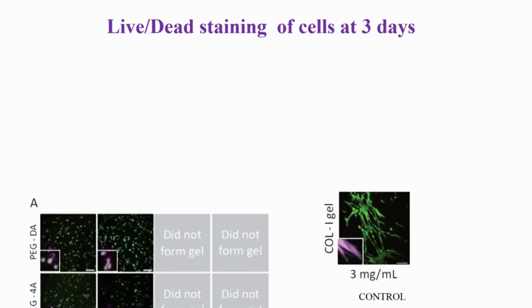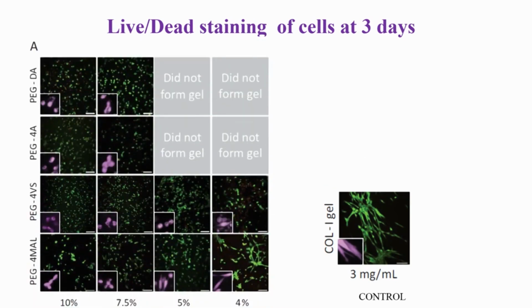And so, then they went ahead and encapsulated some cells for 3 days, and here is the data for that. What we are looking at now is that in these row directions you are seeing each condition, and the bottommost is the PEG-4, and on this column you are seeing what percentage gel was used. This goes from 10 to 4%.